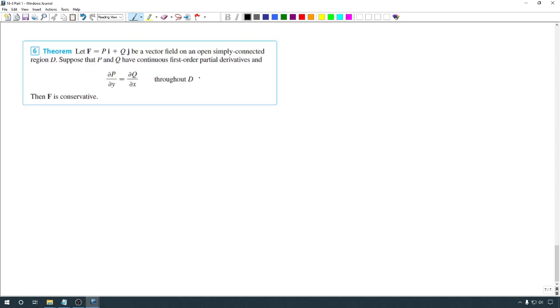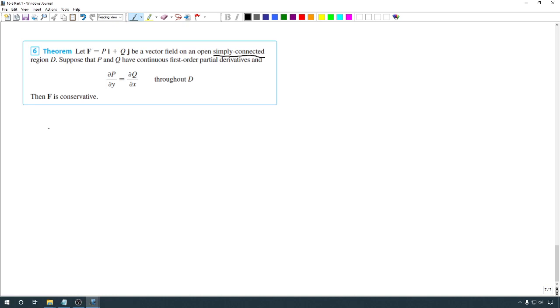So here we have our result, where we're basically saying that if we have a vector field where the derivative of P with respect to y and derivative of Q with respect to x are equal to each other throughout the entire domain, then F is conservative. But they toss in an extra condition here called simply connected. What does simply connected mean?